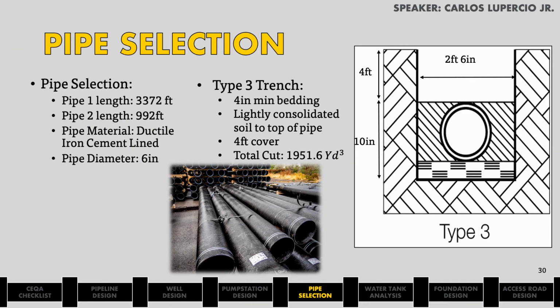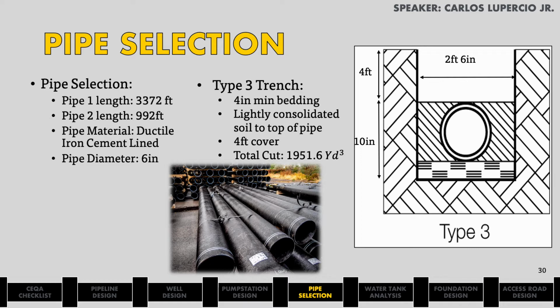My name is Carlos Lupercio and I will be going over our pipe selection. As previously stated by Adolfo, the first section of the pipe, which travels from the well to the storage tank, will be a length of 3,372 feet. As for the second section of the pipe that travels from the storage tank to the mining facility, it will be a length of 992 feet. As mentioned before, the pipe will be 6 inches in diameter with a flow velocity of 5.6 feet per second.